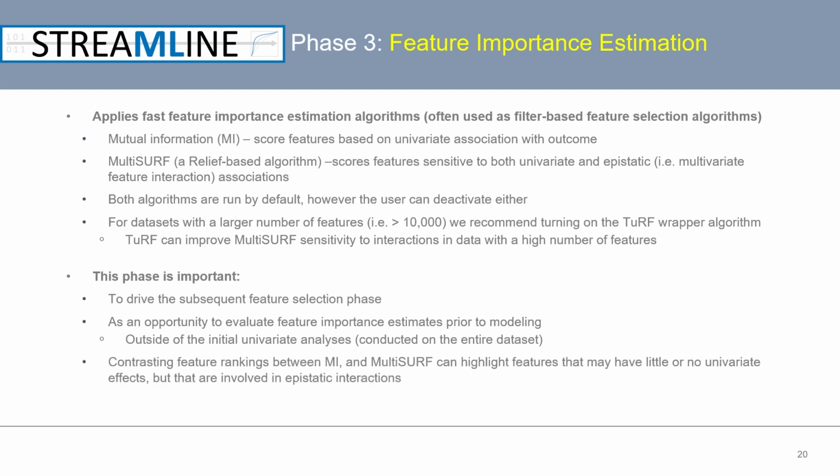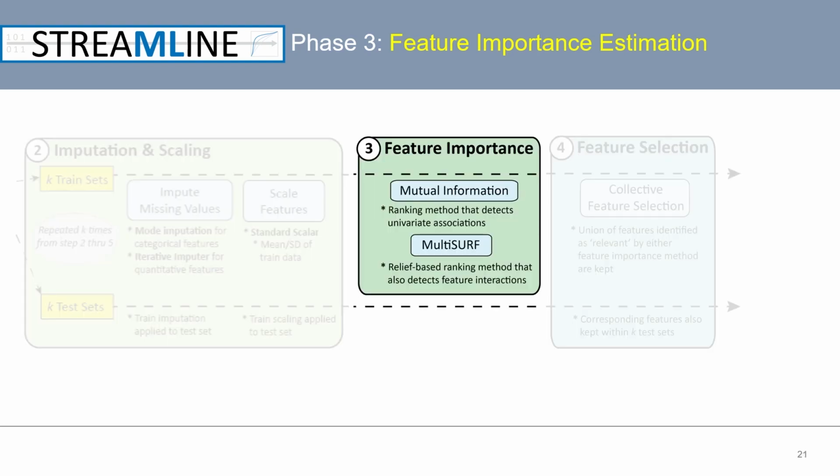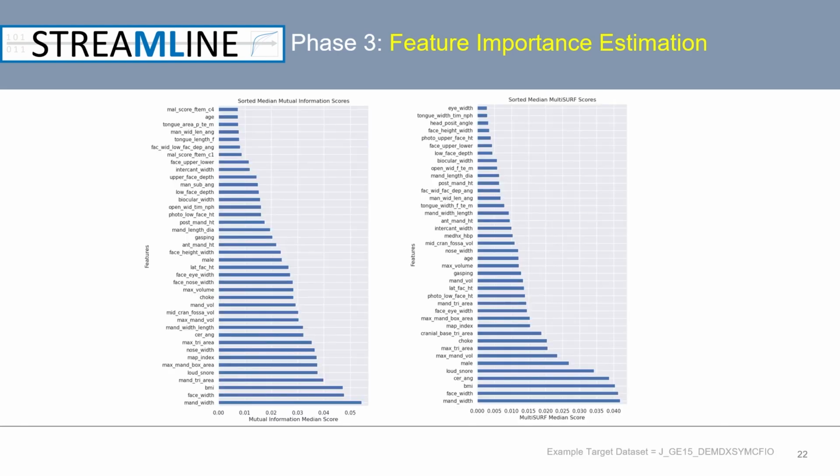It's also an opportunity to contrast feature rankings between mutual information and multisurf, which can highlight features that have little or no univariate effects but are involved in epistatic interactions. Here we can see Phase 3 within the schematic. This phase also outputs ranked bar plots of feature importance estimates. On the left, we have the bar plot for mutual information, and on the right, we have the bar plot for multisurf.